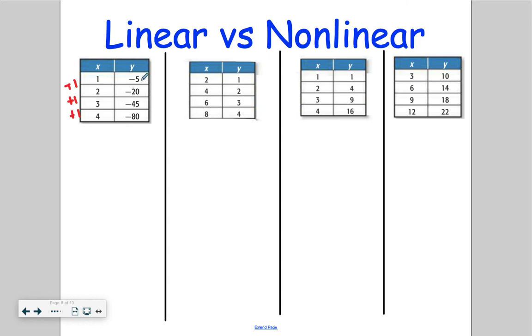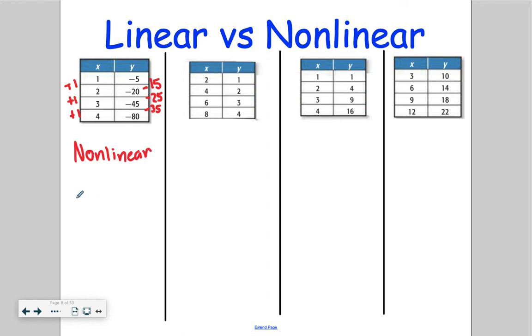When we come over to the y side, I've got -5 to -20, which means I went down 15. Then to get from -20 to -45, I have to go down 25. Then to get from -45 down to -80, I have to go down 35. So even though my x's are constant, my y rate of change is not. So this would be an example of a nonlinear function if you are looking at it in a table.